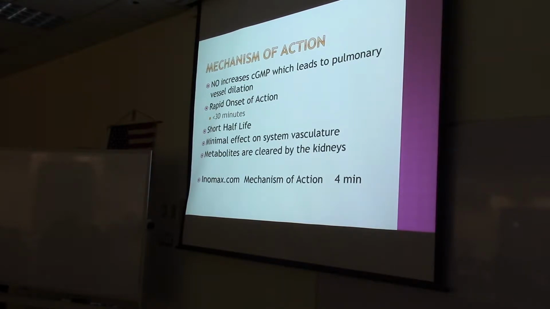So the mechanism of action for nitric oxide is nitric oxide increases cyclic GMP, which leads to pulmonary vessel dilation. So when cyclic GMP is produced inside the cell, it'll cause that muscle cell to relax, like the smooth muscle around the capillaries will relax. It says it has a rapid onset of action, and it says within 30 minutes, but it happens fast. It's almost immediate.